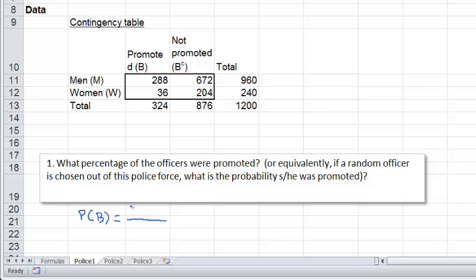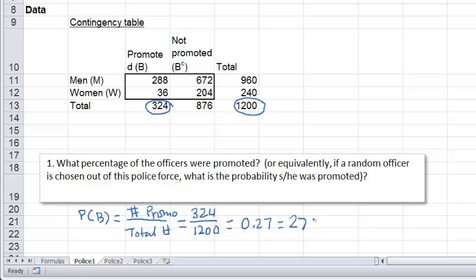So let's write it here. Number of officers who are promoted, divided by the total number of officers. So that would be the number of people who are promoted, 324, divided by the overall total, 1,200. 324 divided by 1,200 gives us 0.27 or 27%.